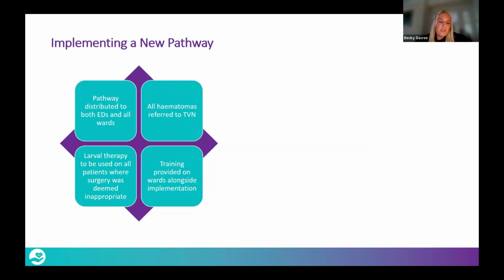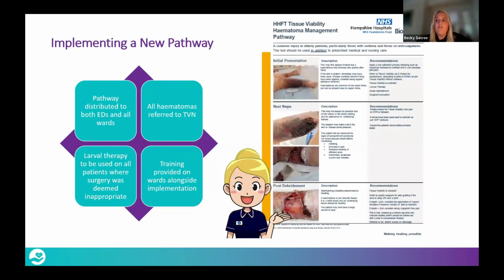To address the issues we'd previously encountered, we've created and implemented a new pathway. This pathway emphasizes early detection and intervention, and the use of autolytic dressings when appropriate, with a more rigorous assessment process to determine the best course of action for each patient. Every haematoma is currently directed to the tissue viability team for triage, with the referral inclusive of an attached photograph. This ensures the prompt initiation of treatment.